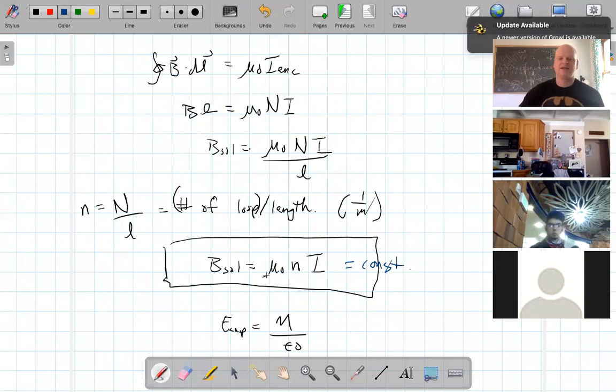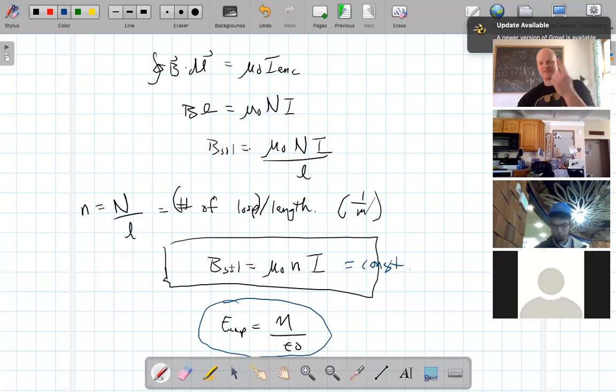Because here, nothing depends on anything which is spatial. Mu naught is a constant, n is also a constant, that's the number of loops per unit length. I is a constant, that's the current that I put through it. So everything here is simply a constant value, just like that of the parallel plate capacitor, where the electric field was constant. Here, the magnetic field is also constant. So my magnetic field is constant and points along the axis of my solenoid.